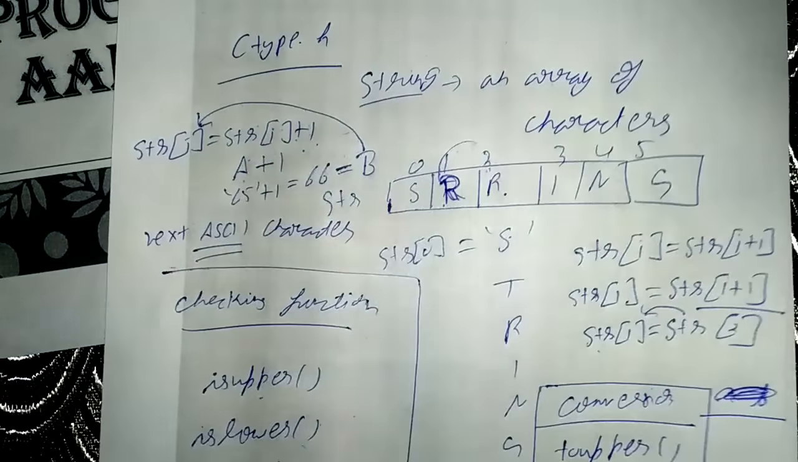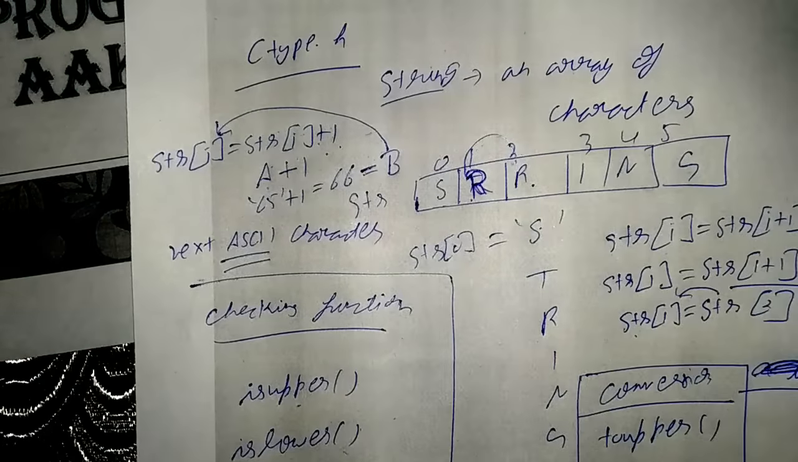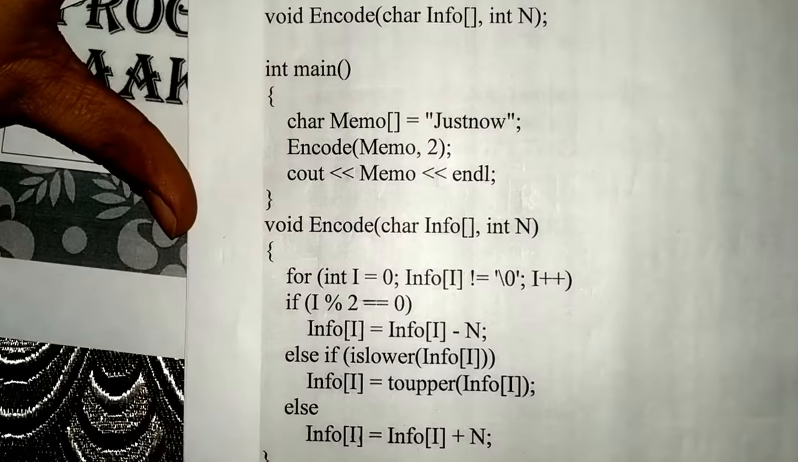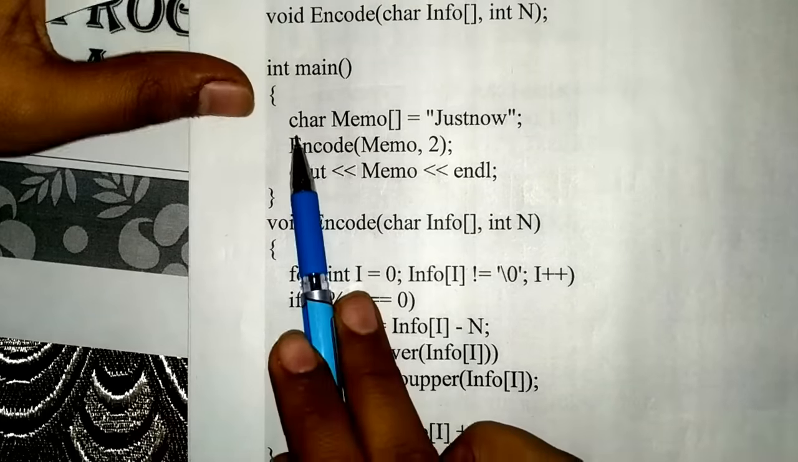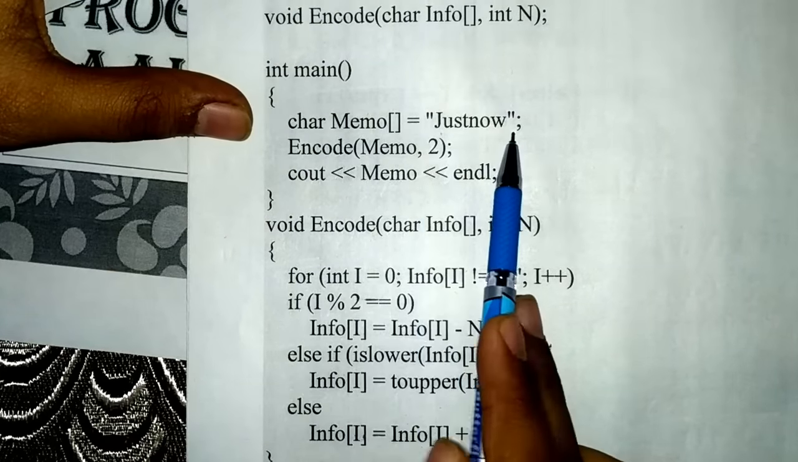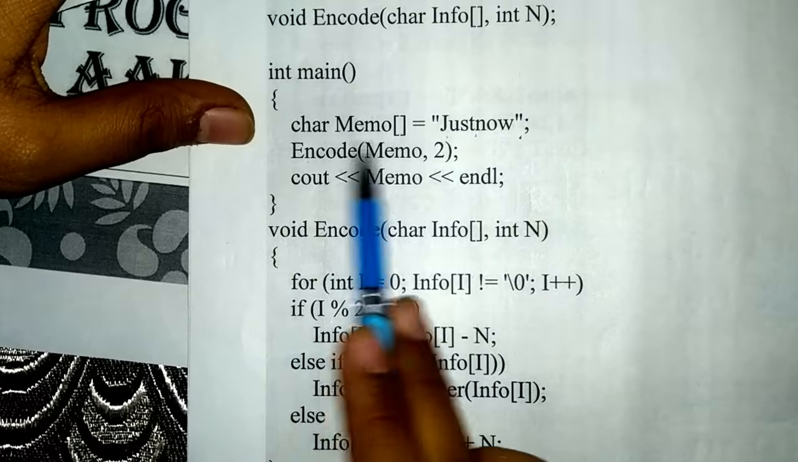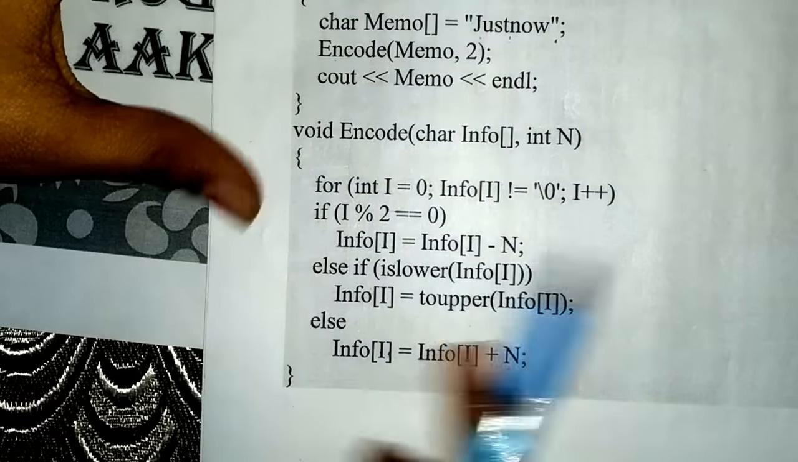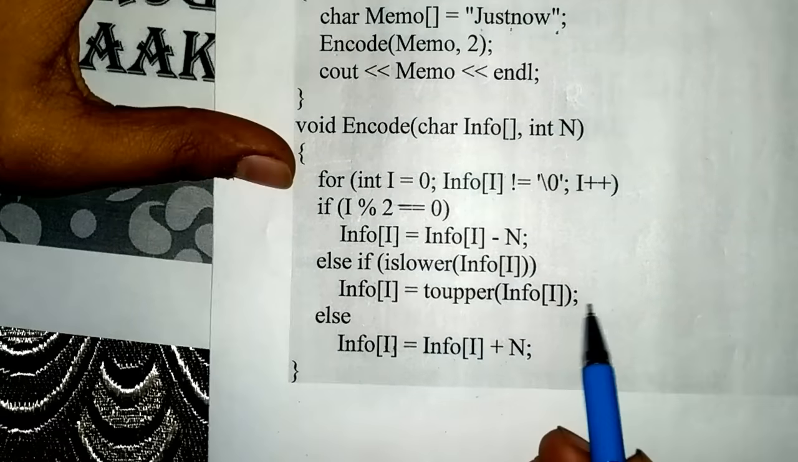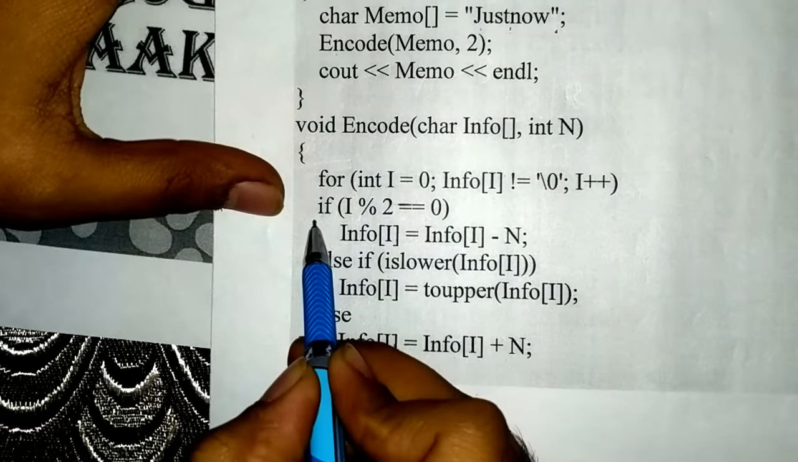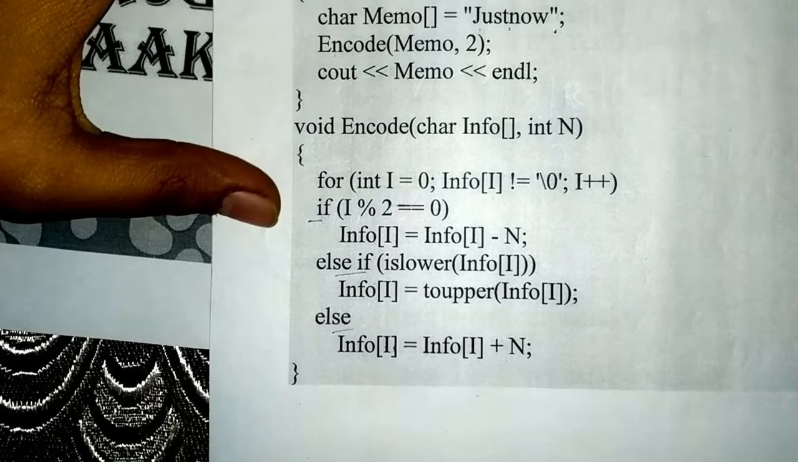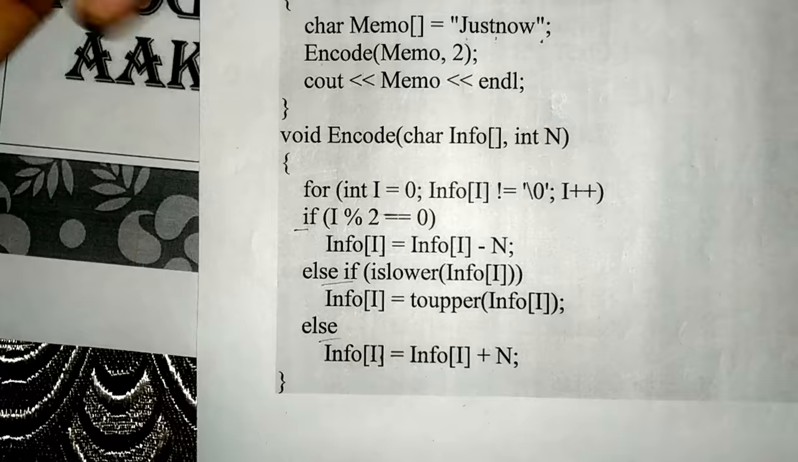Okay, now let's take an example and I will tell you the trick to solve these questions efficiently. Here is an example in which the character array memo is "just now", and we are passing "just now" to a function encode. And in this encode function, the values are manipulated in some way. But one thing you will notice is that all these functions will have if, else if conditions.